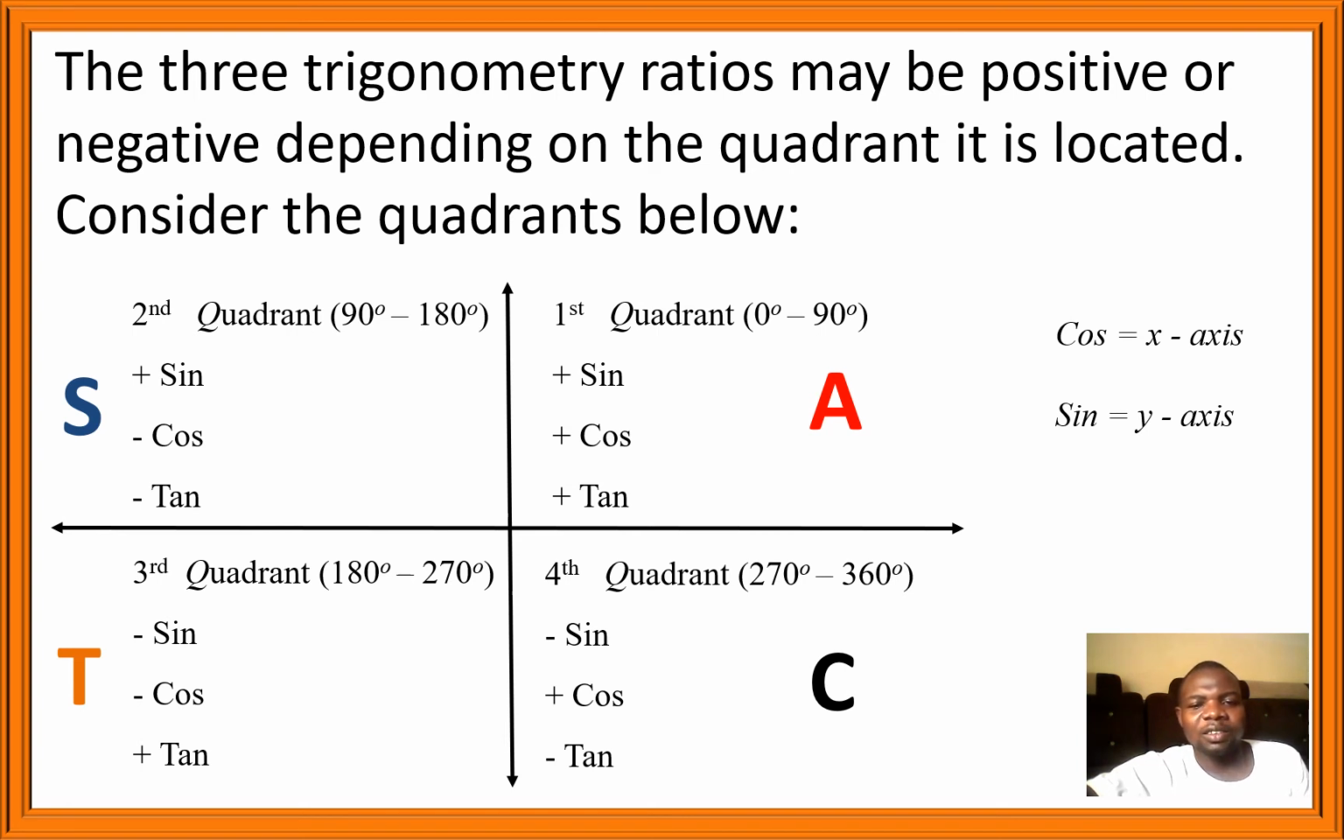When you look at the letters represented by each of the quadrants, starting from the fourth quadrant in the anti-clockwise direction, it spells CAST. So in order to easily remember which ratio should be positive or negative in which of the quadrants, we use this system, and this system is called the CAST system.